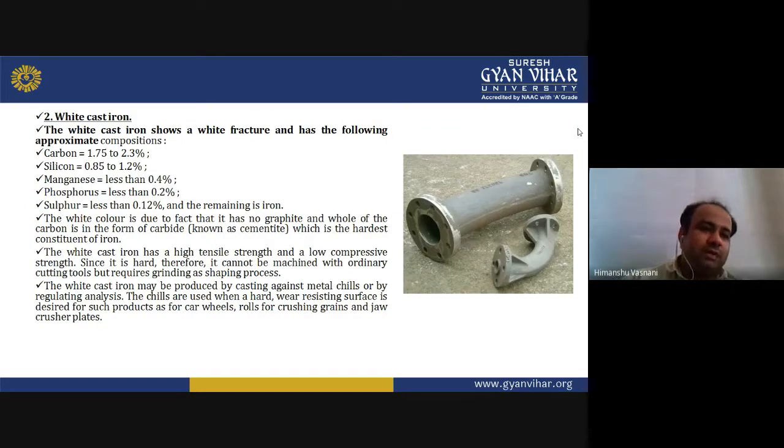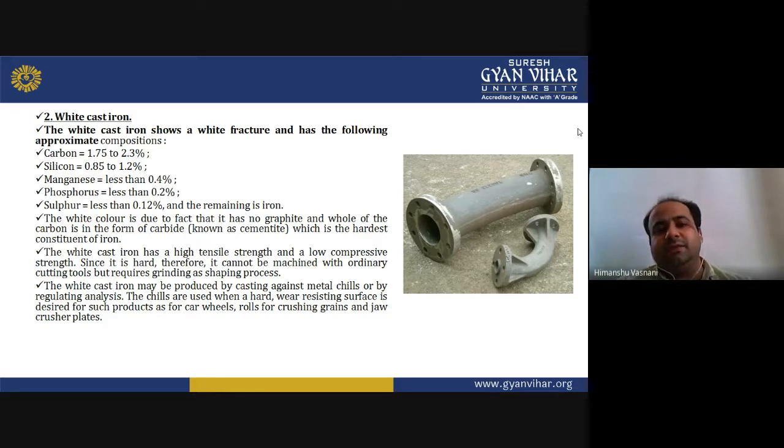Then we go with the white cast iron. As the name says, it shows a white structure and has the following composition: carbon from 1.75 to 2.3%, silicon from 0.85 to 1.2%, manganese less than 0.4%, phosphorus less than 0.2%, sulfur less than 0.12%, and the remaining is iron. So these are experimental data on the compositions of white cast iron.